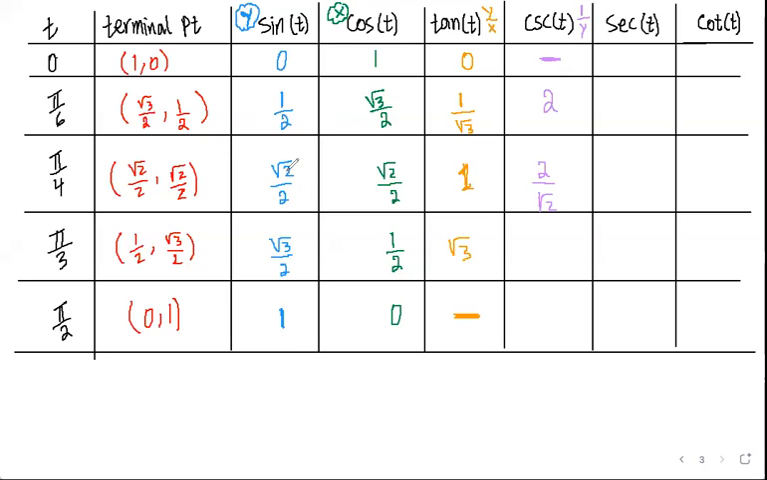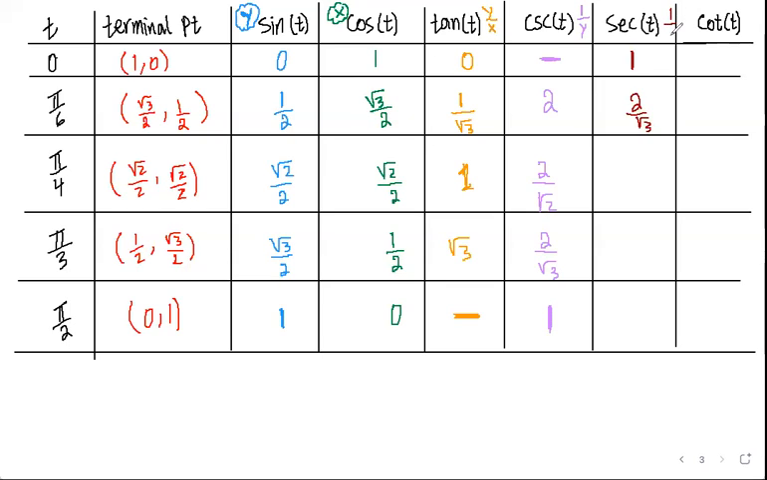2 over the square root of 2. We do the reciprocal. Here we have 2 over square root of 3. Here, the reciprocal for 1 is 1. Now the secant is 1 over cosine. Again, the reciprocal for cosine 1, 2 over square root of 3.